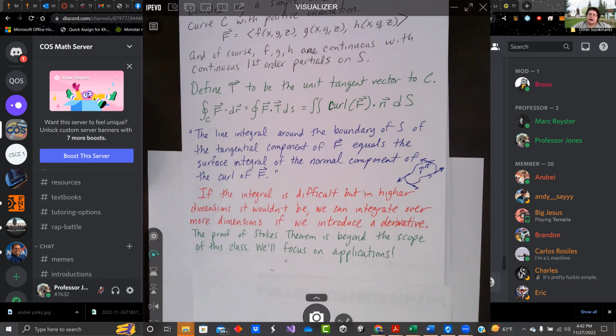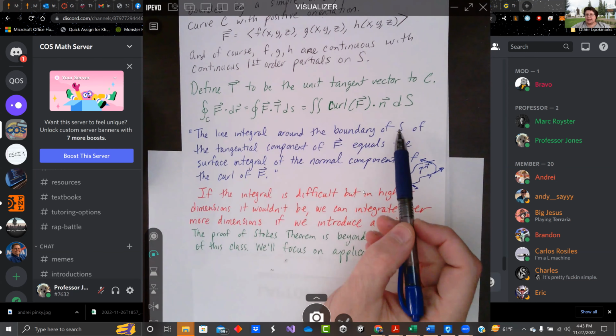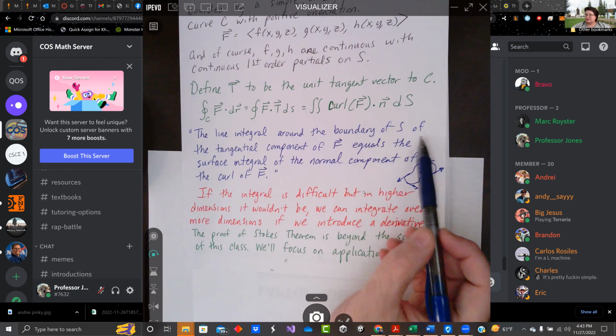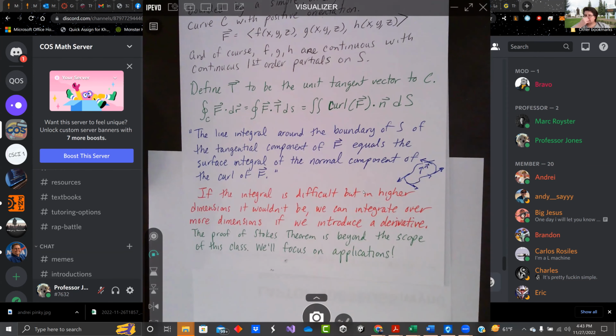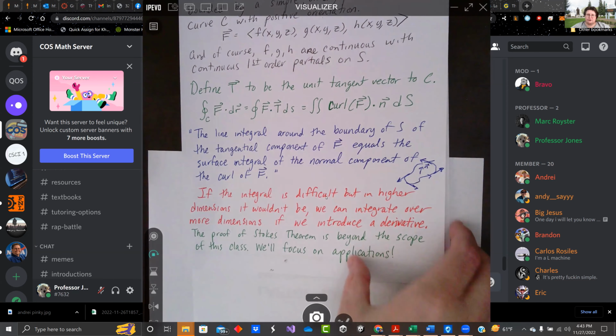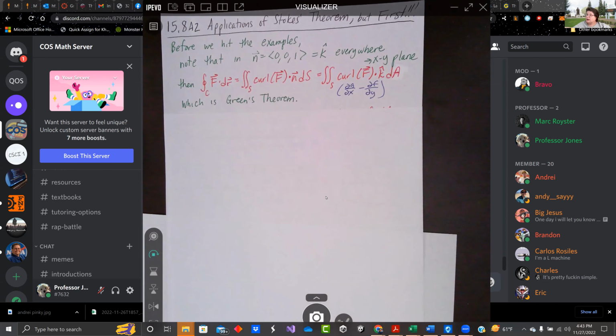Okay. And what we're doing effectively is, if the integral is difficult in one dimension, but it's easier in two dimensions, we can upgrade by adding an integral and then adding a derivative. And vice versa, we can go the other way. Generally, we don't go the other way on this one, but we could. The proof of this is beyond the scope of this class, so we're just going to focus on the applications. There's a little more I want to say on this first, though.